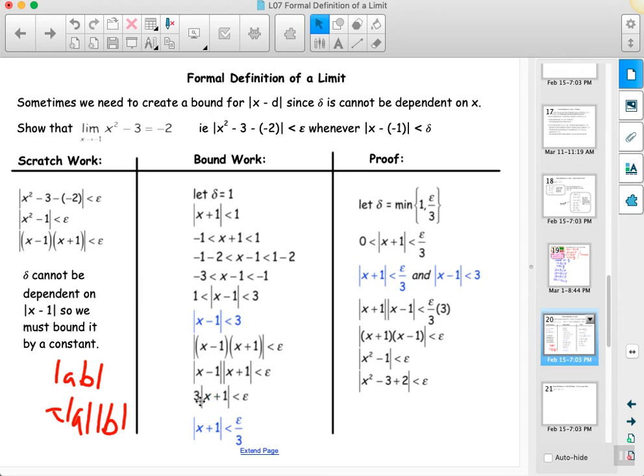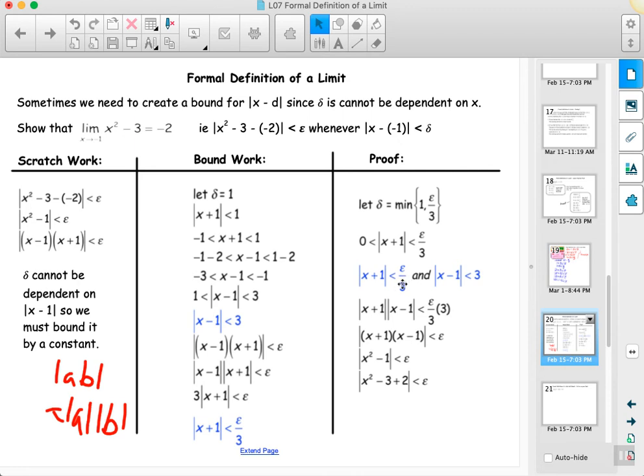And then I'm going to now isolate the absolute value of x plus 1, and I'm going to get the absolute value of x plus 1 is less than epsilon over 3. And then the trick we do is we now choose delta to be the minimum of 1 and epsilon over 3. And if delta is smaller than 1, then we know that this fact is true. So that's where this is coming from over here, because we are the smaller of them. So if it's 1, this is true. If it's smaller than 1, this is still true. And if we are smaller than epsilon over 3, then we can make this statement.